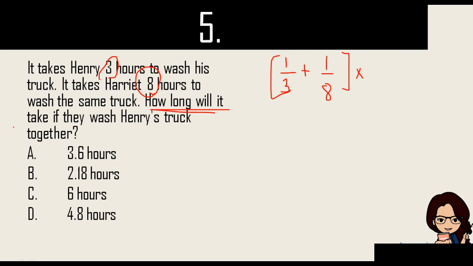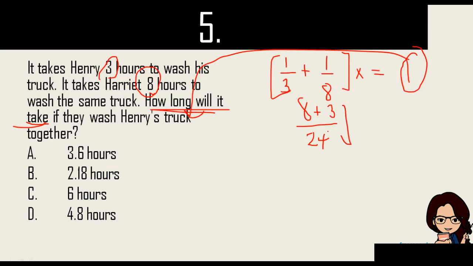How long will it take? Okay? Is equal to 1. Yung 1 na ito is the work, which is washing Henry's truck once. Okay? So, ang long solution yan would be like this. I-add nyo muna tong dalawang to. The only way you can do that would be to find the least common multiple nilang dalawa. So, 8, 16, 24. Okay? 24. And this will be 8 plus 3. Okay? X is equal to 1.